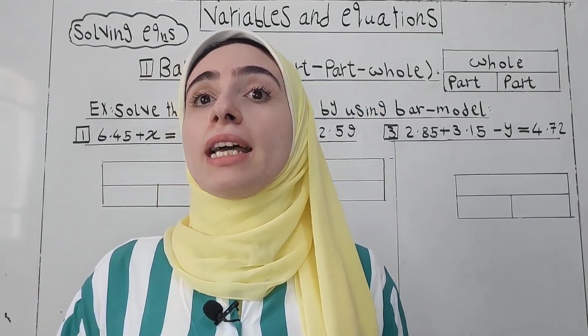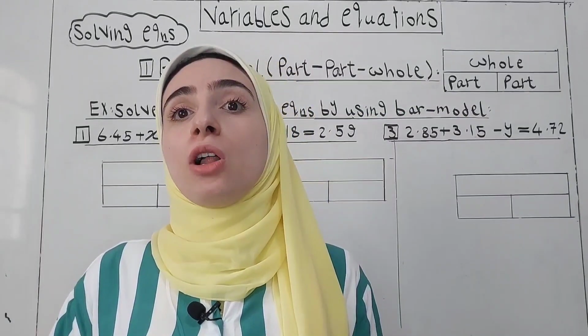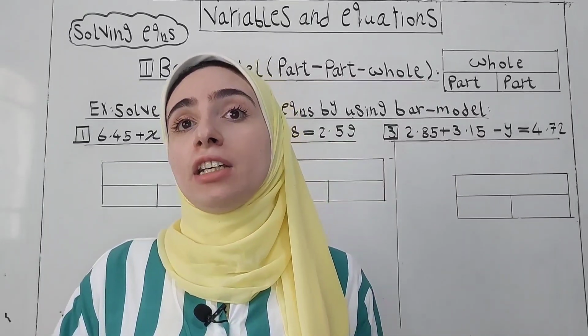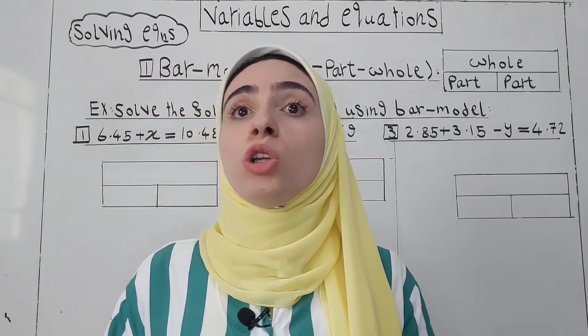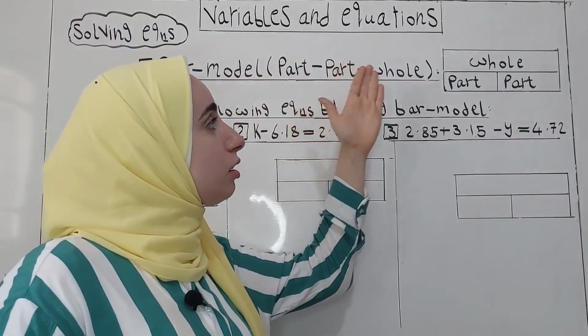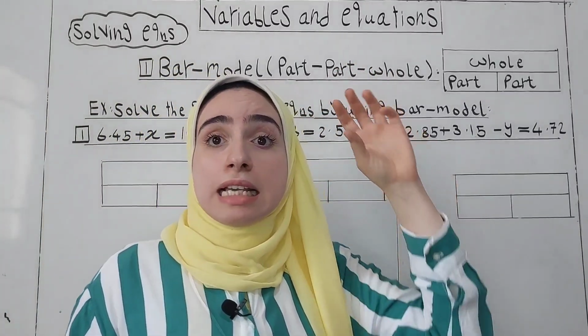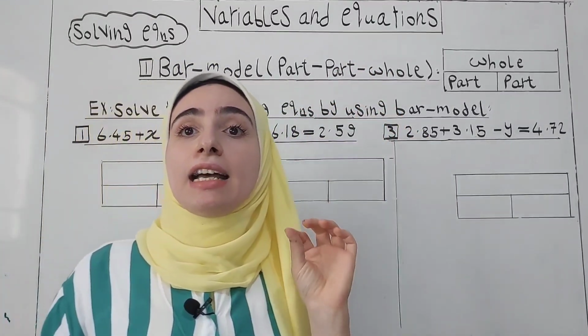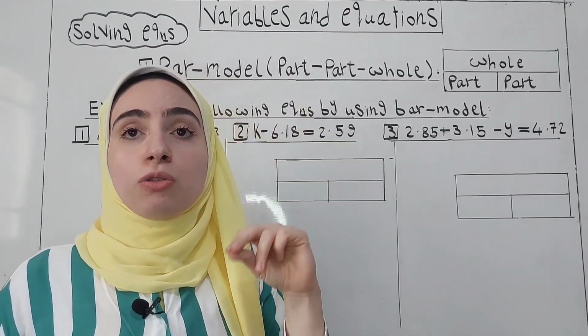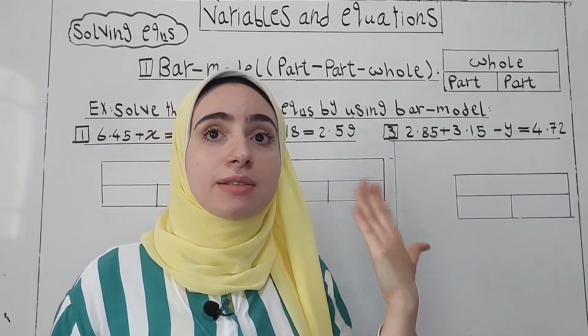The second topic in this lesson is solving equations. We have two strategies to solve any equation. The first one is called part model or part and whole. We use this strategy in addition and subtraction to get the unknown value, which is represented by a small letter.